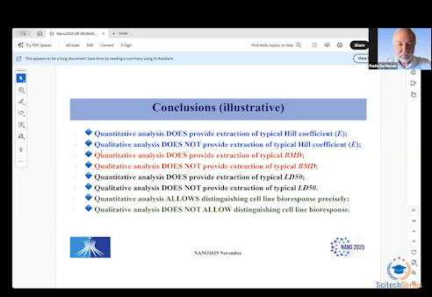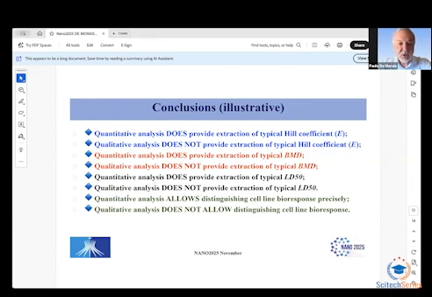Moreover, quantitative analysis does provide extraction of typical benchmark dose and LD50, and qualitative analysis, no way. You cannot even guess with some precision what would be the benchmark dose or the LD50. The data you can extract is very uncertain.